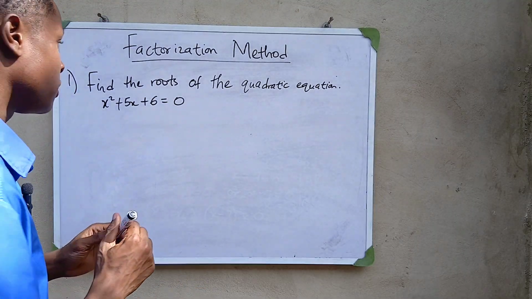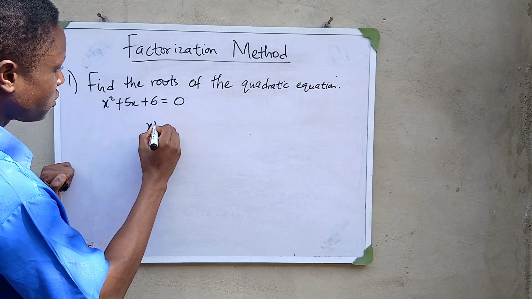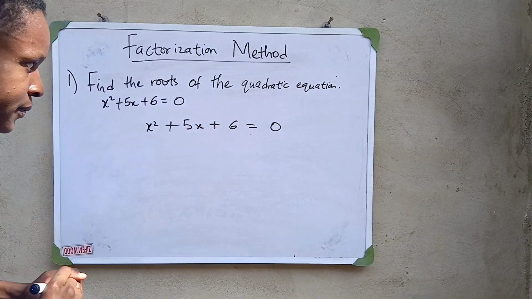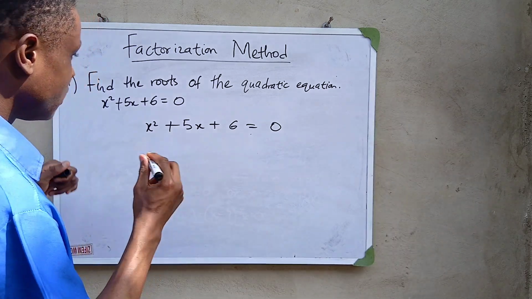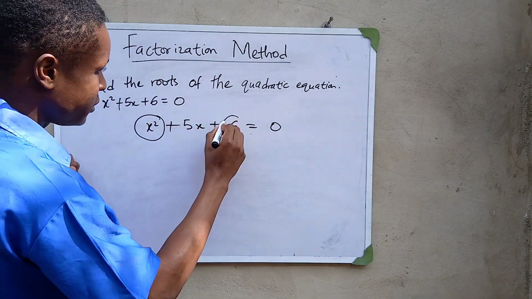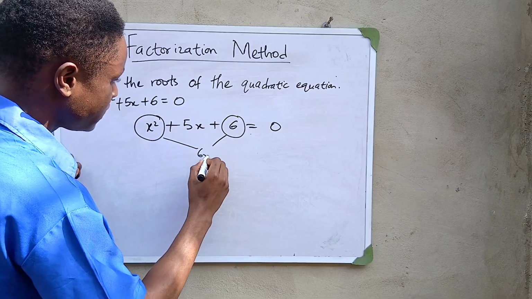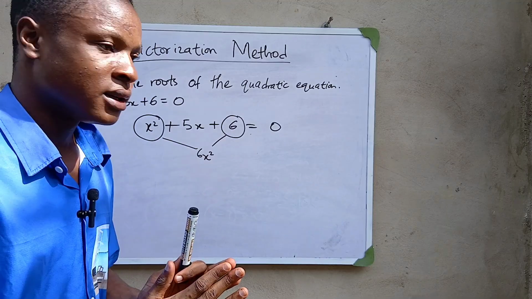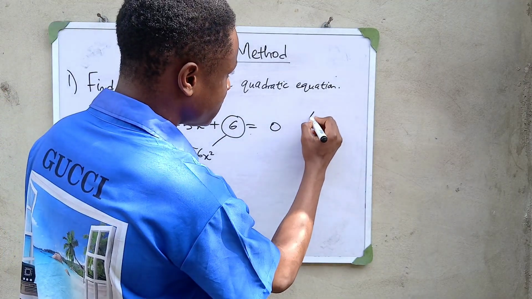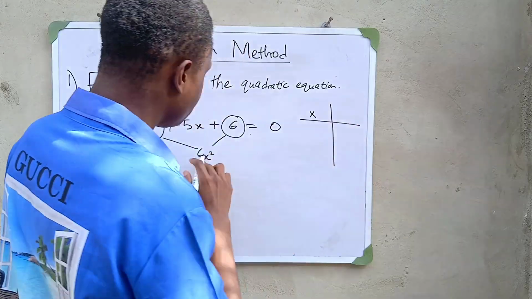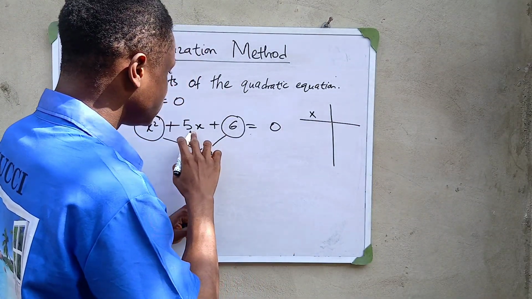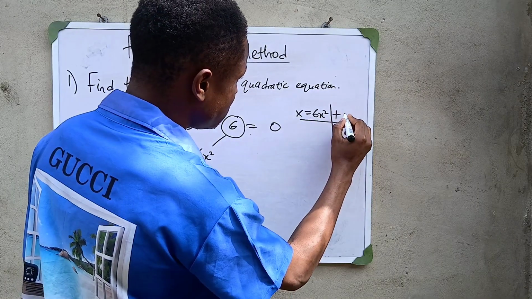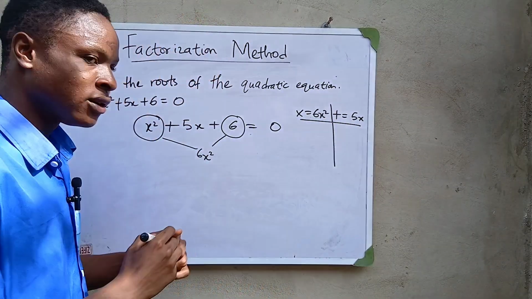So using the factorization method, we have x squared plus 5x plus 6 is equal to 0. What we are going to do is multiply this part of the equation and this part of the equation. So we'll have 6x squared. After that, we'll look for two numbers that multiply each other to give 6x squared and add each other to give 5x. So that's our aim here.